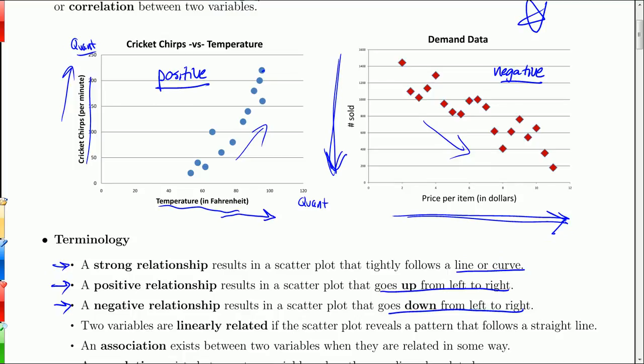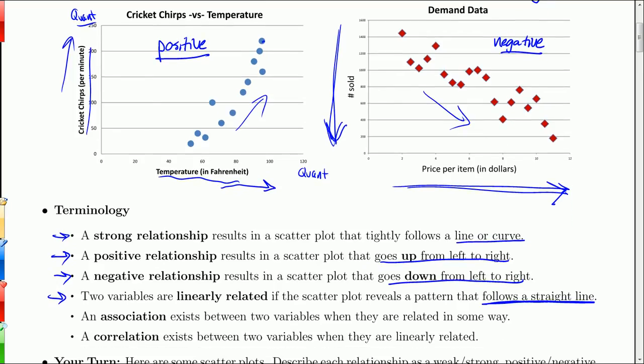And two variables are linearly related if the scatter plot reveals a pattern that follows a straight line. So if it's clearly following a straight line, then we say the variables are linearly related. Both of these, you can sort of see a line with the cricket chirps, and you can sort of see a line here. It doesn't have to be a perfect line, but it just has to be a pretty clear line that it is following with some variation around it.